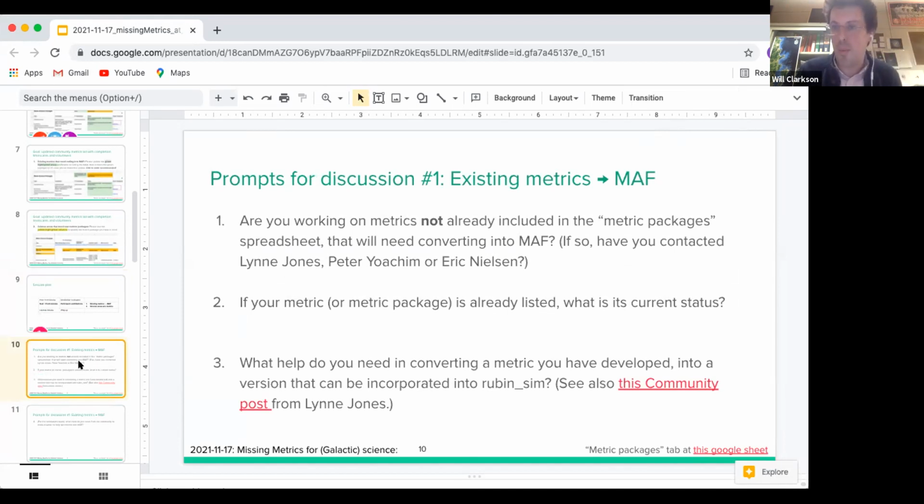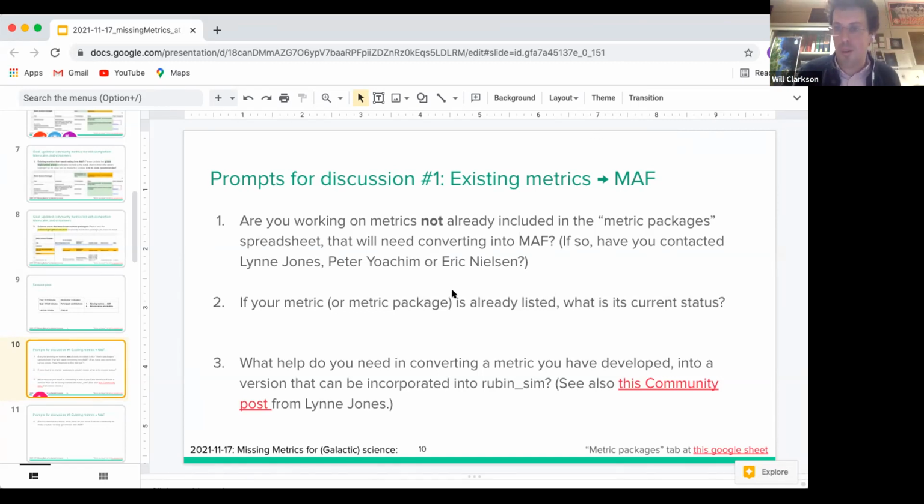So I thought we could divide the time we have into two sessions, one after the other. One would be people who are working on metrics already, and the second would be people who have ideas for metrics but aren't maybe sure how to get started. So for the next up to 10 minutes, I'd like to open the floor for discussion about people working on metrics that they know they're working on, but it may not be in MAF yet. Some of the prompts I have here may help people start to discuss.